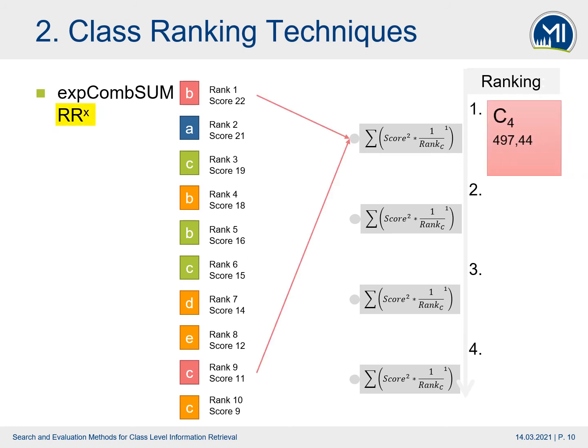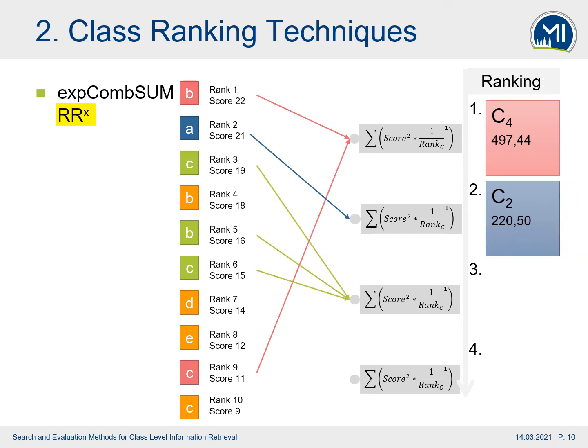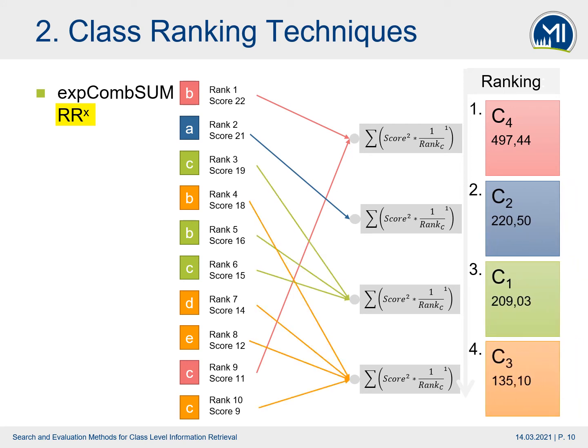The technique XCumSum RR powered by X strongly emphasizes the upper ranking document scores. The damping factor is the same as in the example before, but the document scores are taken in the exponential form.